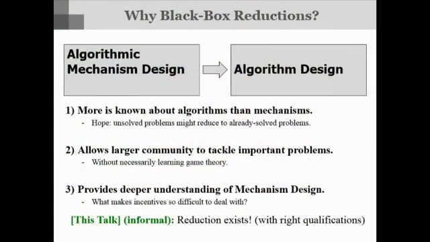Okay. So why would we want a black box reduction? One reason is that much more is known about algorithms than mechanisms. So one hope is that maybe we can reduce some unsolved problems in mechanism design to problems in algorithm design that are already solved. A second important thing is that the algorithms community is much larger than the algorithmic game theory community. So some kind of reduction like this would allow lots more people to contribute to mechanism design problems, and they wouldn't have to necessarily learn game theory to do it.